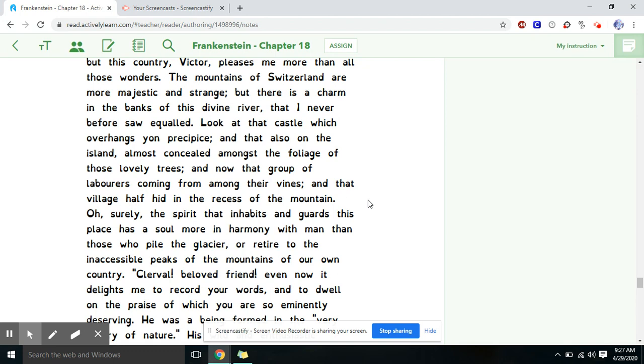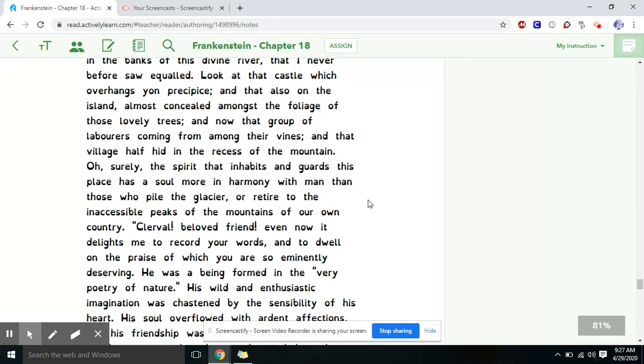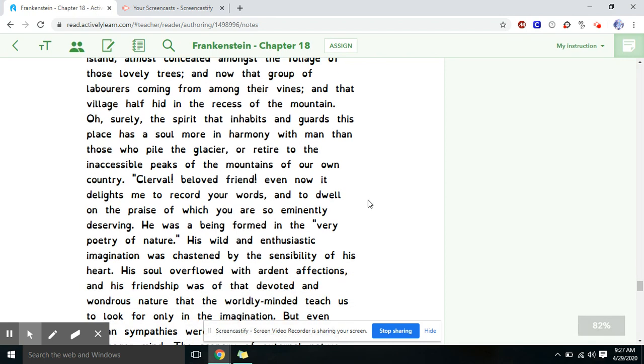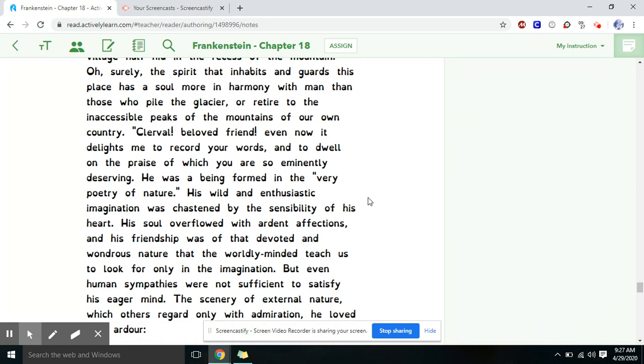Clerval, beloved friend, even now it delights me to record your words and to dwell on the praise of which you are so eminently deserving. He was a being formed in the very poetry of nature. His wild and enthusiastic imagination was chastened by the sensibility of his heart. His soul overflowed with ardent affections, and his friendship was of that devoted and wondrous nature that the worldly minded teach us to look for only in the imagination.